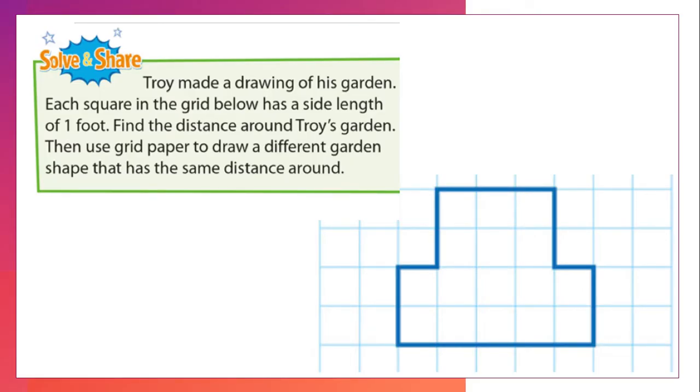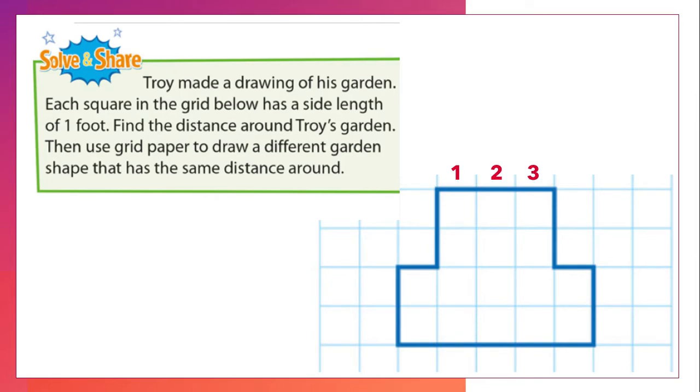So you will see things that are not rectangles or squares, and you will see shapes like this. Troy made a drawing of his garden. Each square in the grid has a side length of 1 foot. Find the distance around Troy's garden. Then use grid paper to draw a different garden with the same distance around.